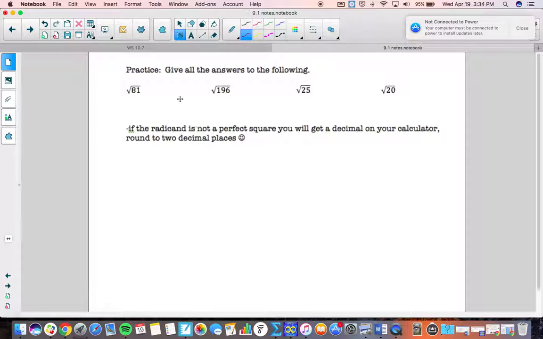So give all the answers to the following. That's supposed to trigger the idea that, oh, I'm going to have more than one answer perhaps. And yeah, while you think it's 9, that's good. That's one of the answers. So is negative 9. And here we get plus or minus 14. Square root of 25. Hey, 25 is a perfect square, so we get plus or minus 5.